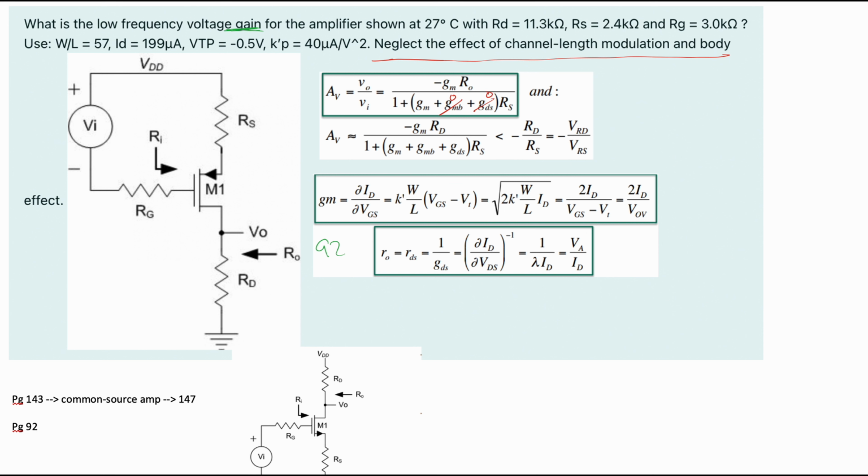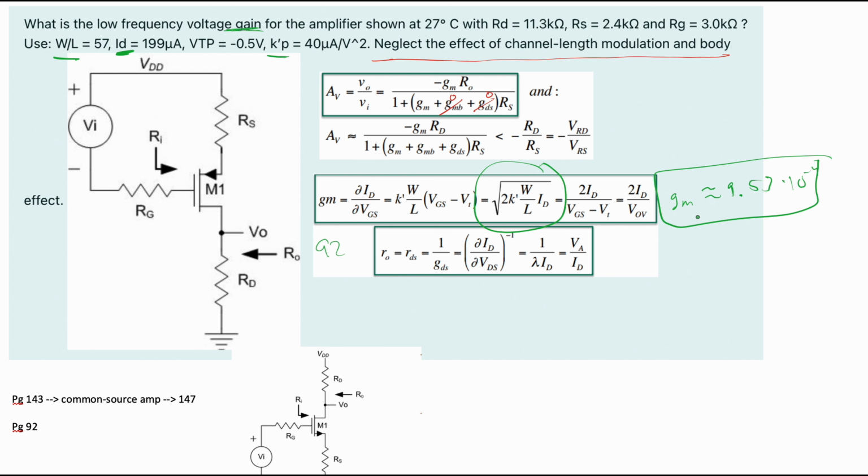For our GM, we're given this W/L, we are given our K naught prime, and so what we're going to do is use this, as well as our ID, to solve for our GM here. Previously, we've done our IC over VT, but we don't need to do that for this because we could just plug everything in here. If we plug everything in here, this is going to give us a GM of approximately 9.53 times 10 to the negative 4 for this problem.